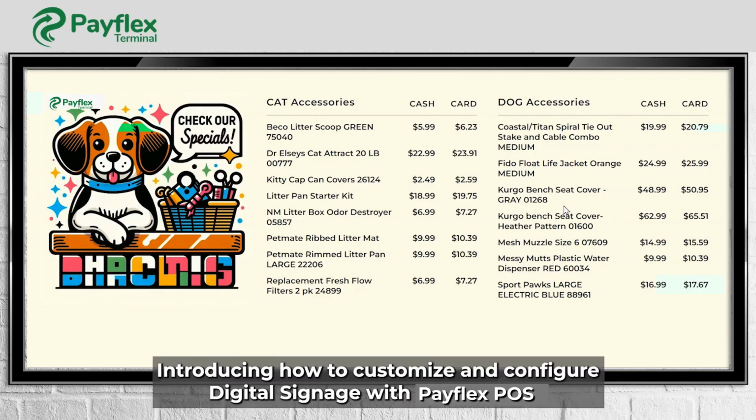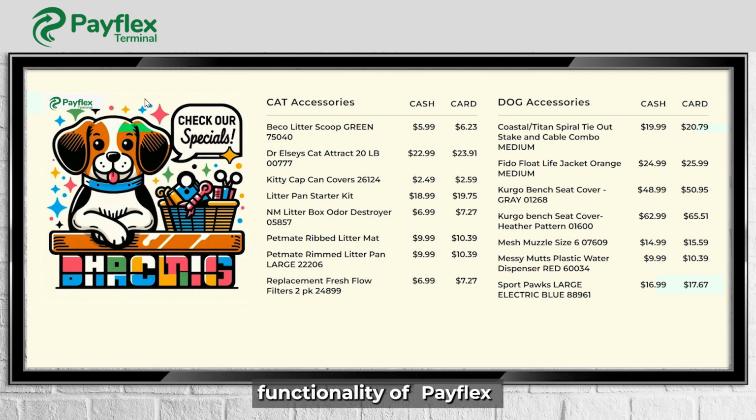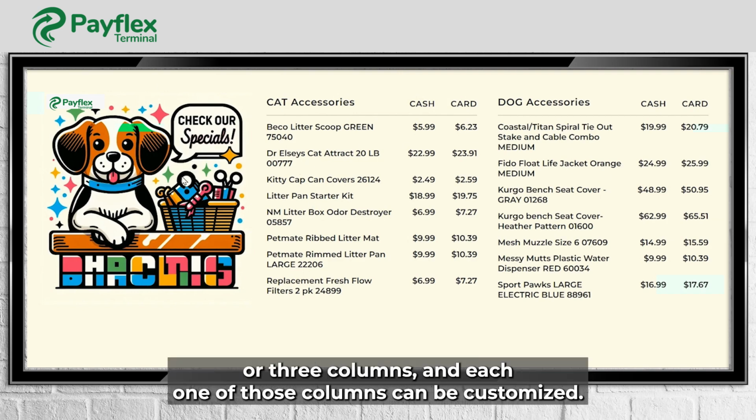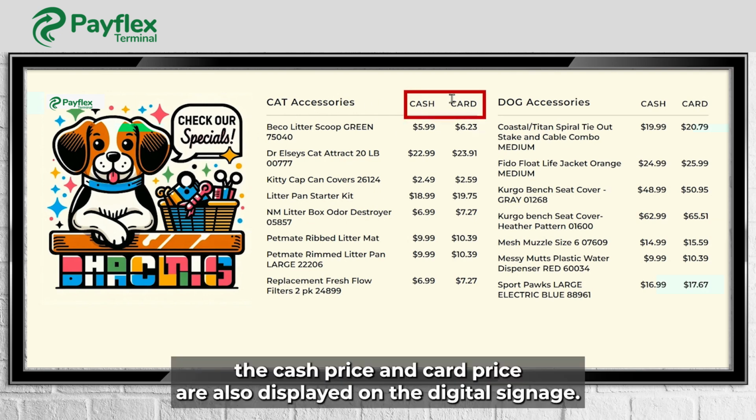Introducing how to customize and configure digital signage, Payflex POS. Here you can see my pet store is utilizing the digital signage functionality of Payflex. Each digital signage screen can contain 1, 2, or 3 columns, and each one of those columns can be customized. Additionally, if the account is set up with something called dual pricing, you can see that the cash price and card price are also displayed on the digital signage.